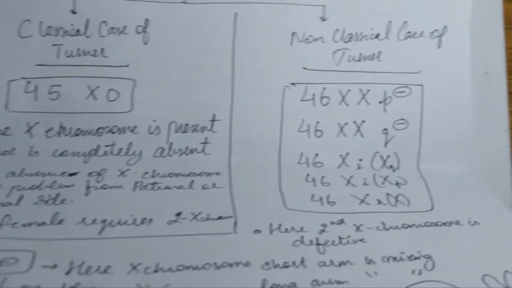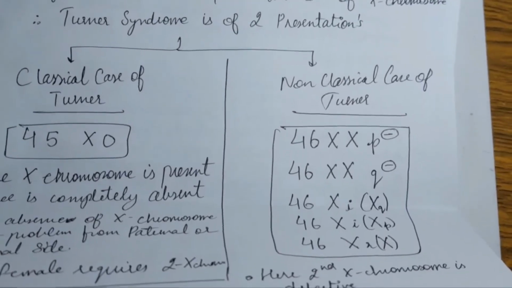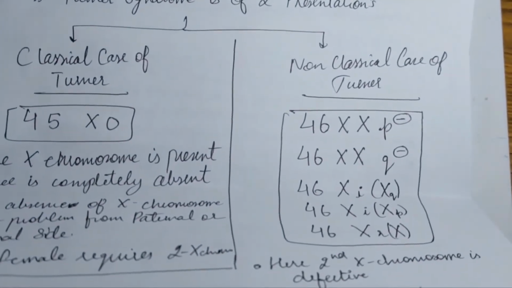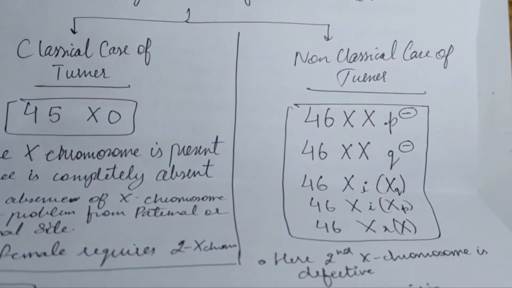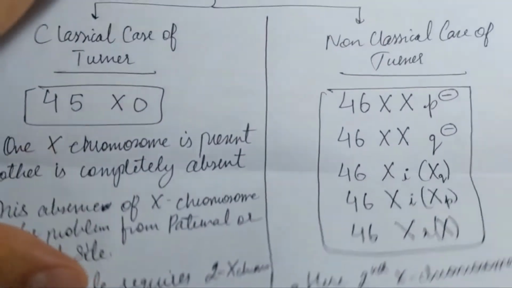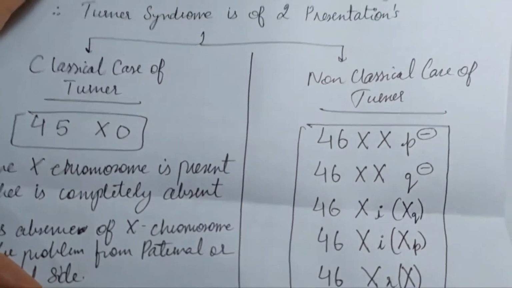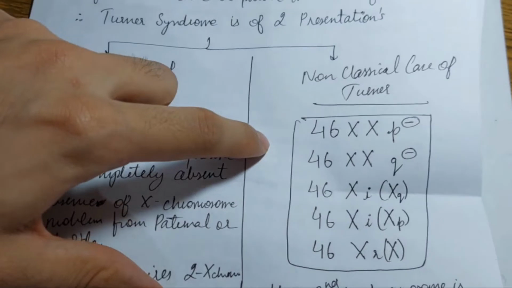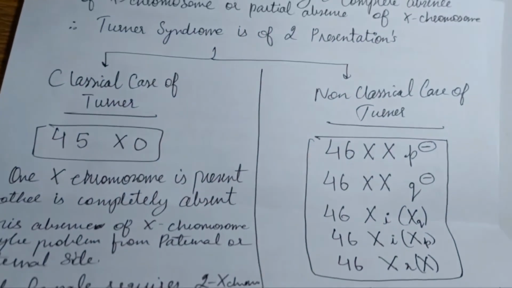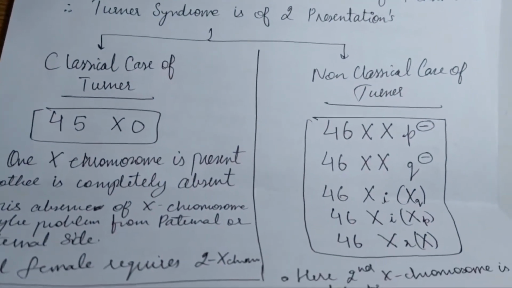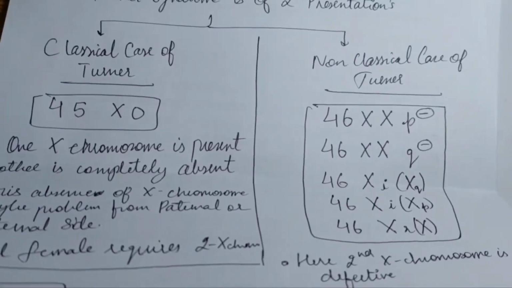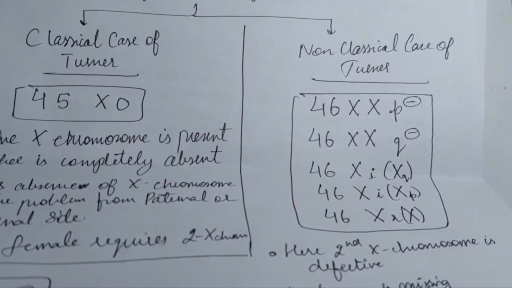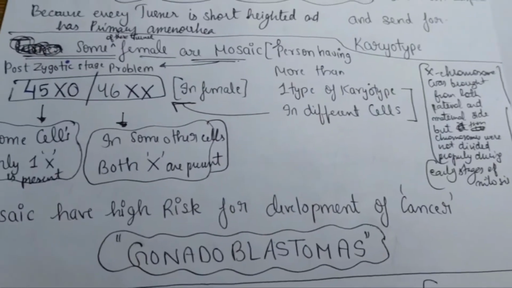Now the important thing to understand is that the cases of what we call 45XO, 46XXp minus, 46XXq minus, 46XIXq, 46XIXp and 46XrX chromosome, the classical and non-classical cases of Turner, were mostly caused due to pre-zygotic problems. That is, there was either a problem with oogenesis or spermatogenesis, that led to the formation of a fetus with a defective karyotype.